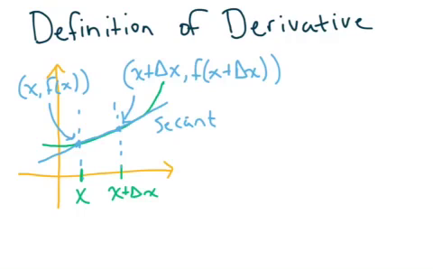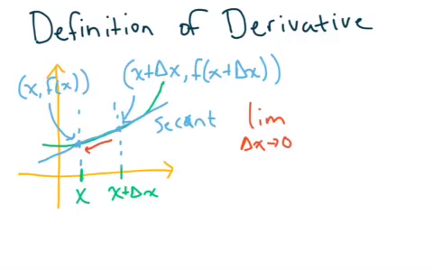And when we're talking about the derivative, we're trying to go from a secant to a tangent. So we're going to make delta x smaller and smaller until the 2 points are right on top of each other, and we no longer have an actual difference. So in calculus terms, we want to take the limit as delta x approaches 0. And remember, we're looking for the slope of that tangent line.